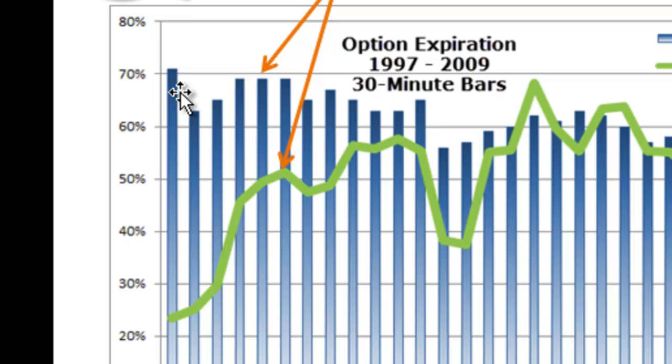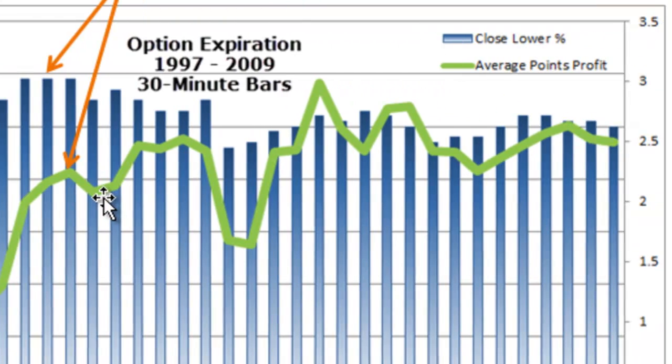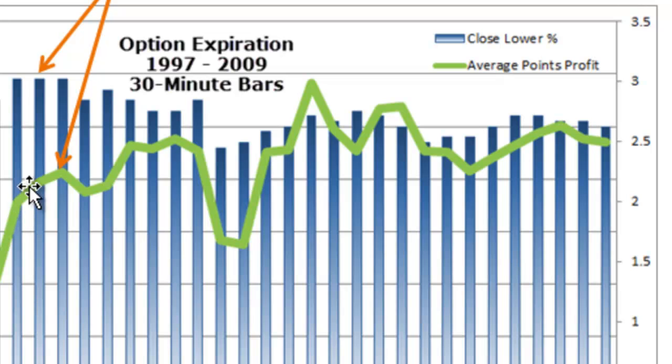So guess what we want to do? We quickly and easily know that we want to be a seller on option expiration day on the open. But by how much? Where do we place our targets? Where do we place our stops? How much is available from a net profit standpoint? And that's what this green line is. This green line represents the average net profit available during this same time period.